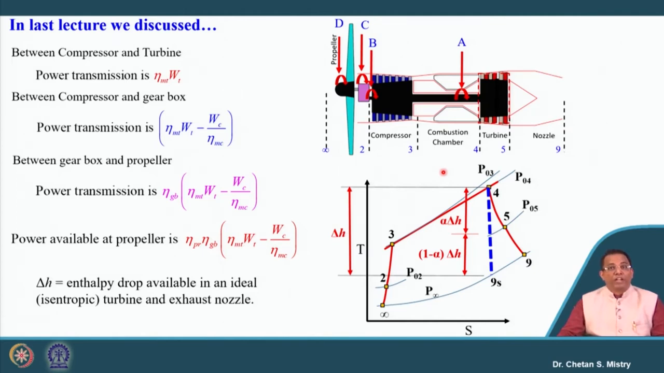In order to understand that part, we took the approach where we considered the ideal enthalpy drop from 4 to 9s. From there, we considered some fraction alpha as a power split factor. Alpha into delta H fraction is considered for the turbine, and the remaining amount, 1 minus alpha into delta H, we configured for our nozzle. This is what we were discussing in the last lecture.